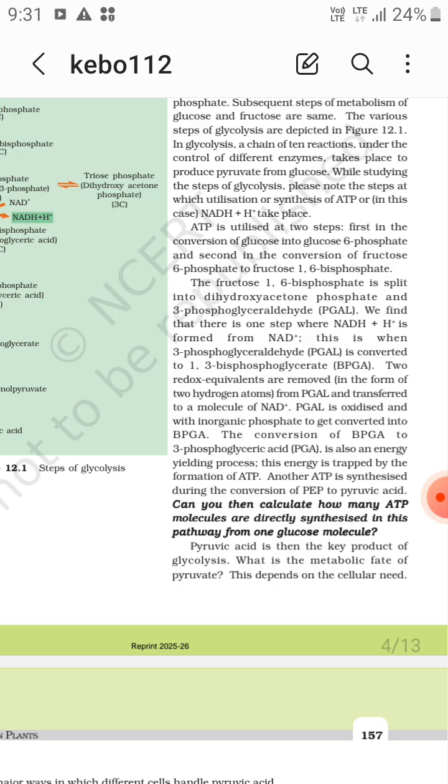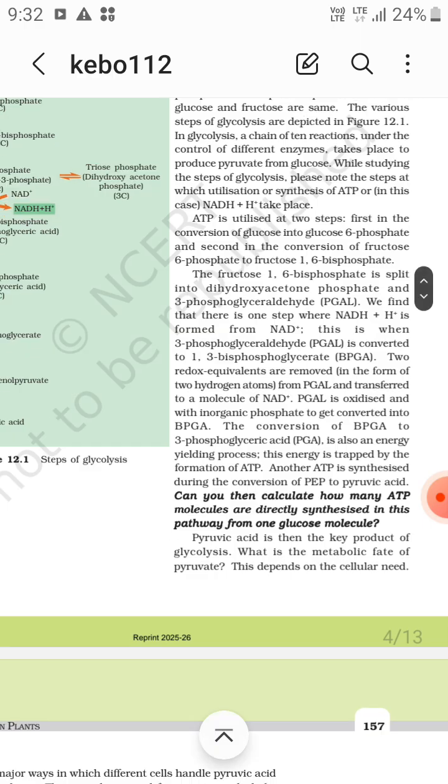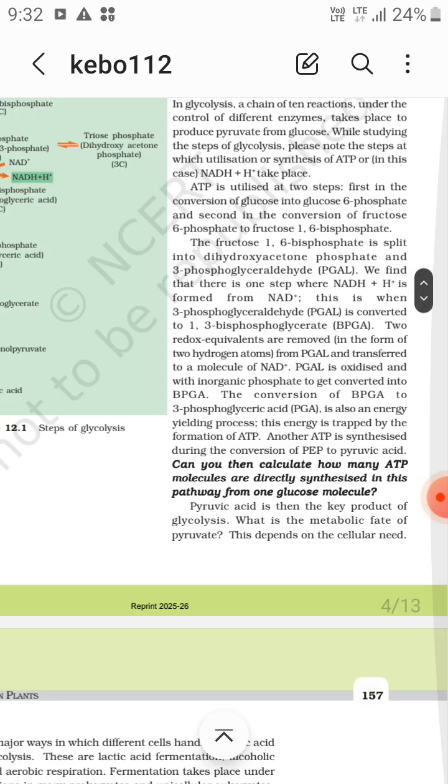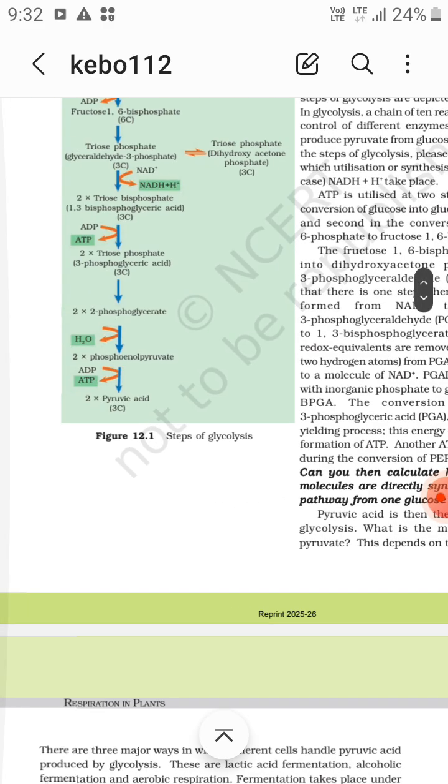Now the conversion of BPGA, that is 1,3-bisphosphoglyceric acid, to 3-phosphoglyceric acid, PGA, is also an energy yielding process. It gives an ATP, because one phosphate is removed to make the ATP. This energy is trapped by the formation of ATP. Another ATP is synthesized during the conversion of PEP, phosphoenol pyruvate, to pyruvic acid in the last step. Before that, when 2-phosphoglycerate is converted into phosphoenol pyruvate, water is released.